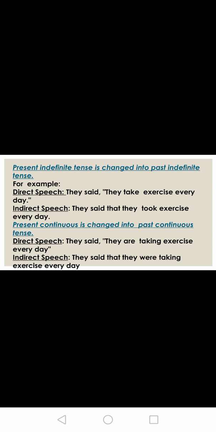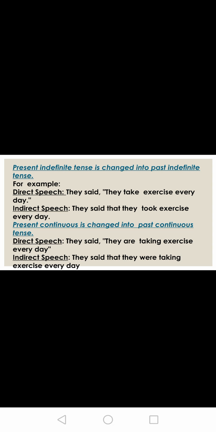Present indefinite tense, that is simple present tense, changes into simple past tense. Let's see the example. They said, "They take exercise every day." Indirect speech: They said that they took exercise every day. Take will change into took, that is the past tense. And what have we added? We have to add that. Remove inverted commas and add that.